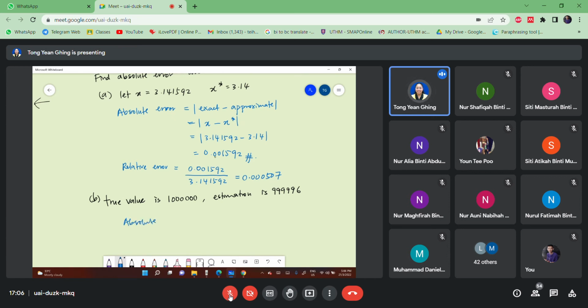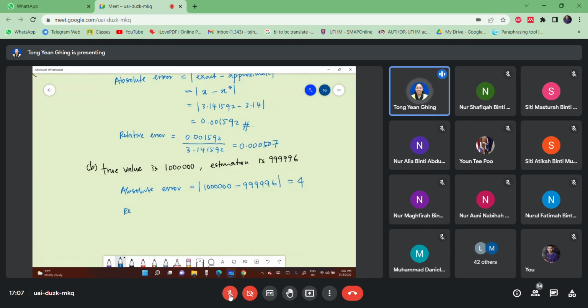Absolute error is equal to 1 million minus the estimation. Betul kan 1 million tu 6 zero. 1, 2, 3, 1, 2, 3. Betul lah. Saya tanya lepas tu saya jawab sendiri ya. Dapat apa ini? Congak ni kan? 4.